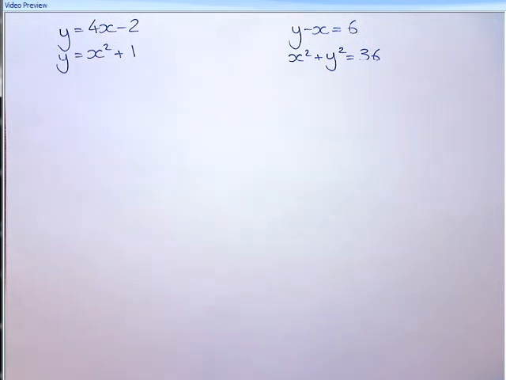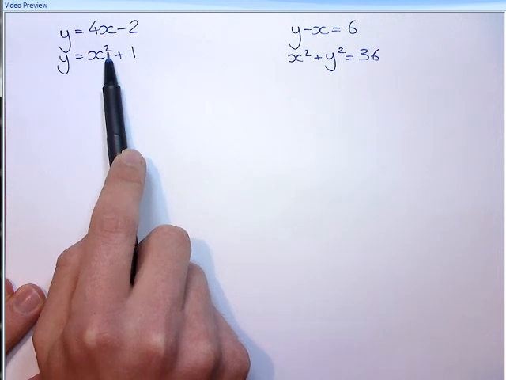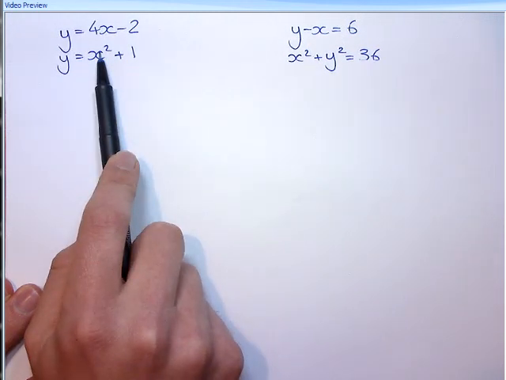Now, this video is really only for those that are realistically going to get an A star or an A. And this is simultaneous equations with non-linear graphs. So this is a straight line graph, it's y equals mx plus c. But this is a quadratic graph, which means it's a parabola. And we're going to have 2 intersection points rather than 1.